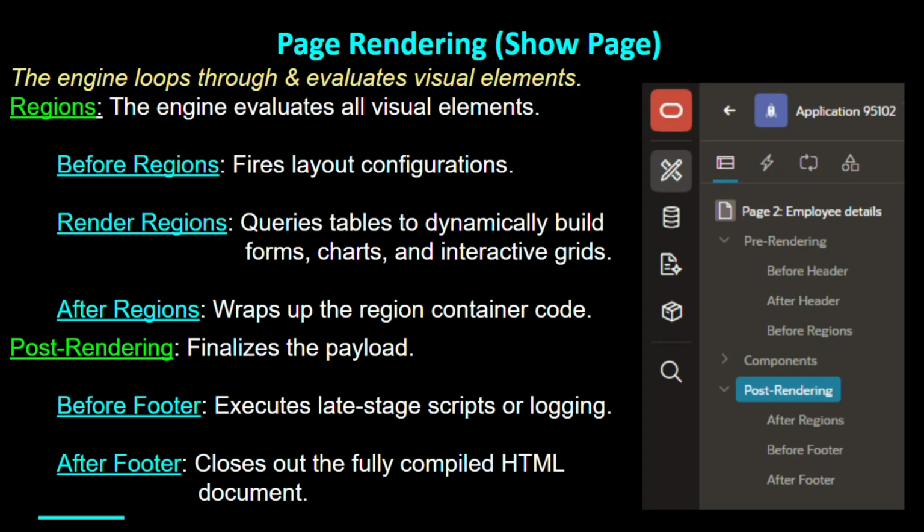Next is the regions section, where the Apex engine loops through and evaluates all the visual elements. Before regions fires layout configuration just before showing elements like text boxes, buttons, and labels. Render regions queries your tables to dynamically build forms, charts, interactive grids, and reports. After regions wraps up the visual container code.